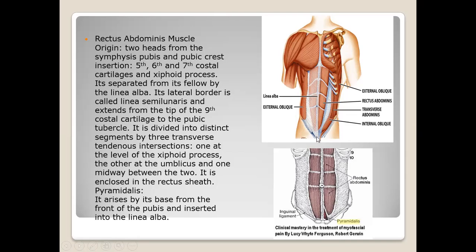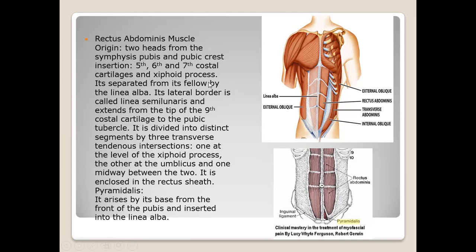So this muscle will take origin from this, not from above. Usually the muscles take origin from above and get inserted below, but here it is reverse. It takes origin from the pubic symphysis. Here is the pubic symphysis. So it takes origin by two heads from the pubic symphysis as well as the pubic crest. Okay, and then runs all the way above and gets inserted to the fifth, sixth, and seventh costal cartilages as well as the xiphoid process. So the xiphoid process is in the center here, and the fifth, sixth, and seventh costal cartilages.